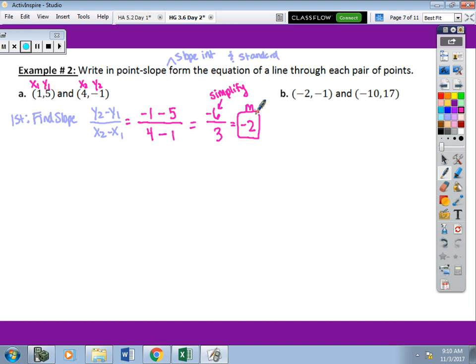So in the last question, they gave us the slope and a point, so we went straight to point slope. This time they didn't, so you have to find the slope first. And then we're going to follow everything we did above. So the second thing is to go to point slope.